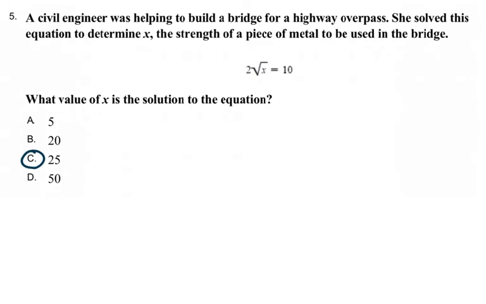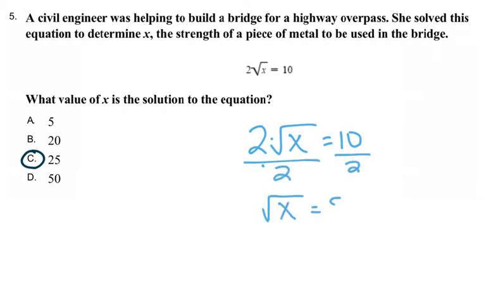Alright, number 5, let's see. You're just trying to find the solution to the equation. So you're getting X by itself. So 2 is being multiplied by the square root. To get rid of multiplication, you divide. So square root of X equals 5. And the only way to get rid of a square root is to square both sides. So X equals 25. C is the answer.